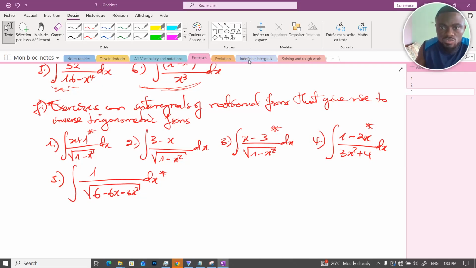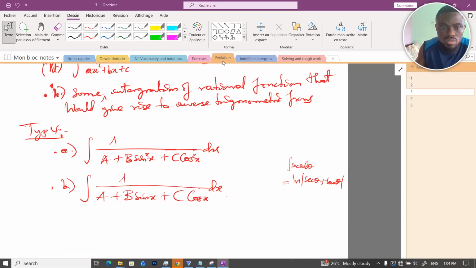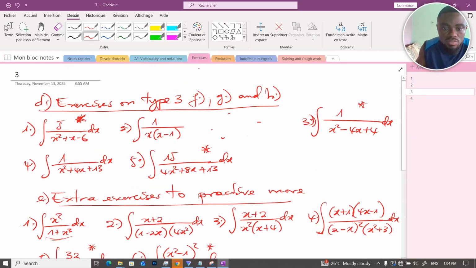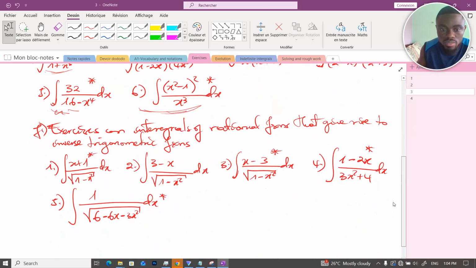So today, let's go into the evolution. We are going to see some integrals of rational functions that will give rise to inverse trigonometric functions. That is, after integrating them, you always see that in their answers there will be things like arcsine of something, arccos of something, arctan of something. You understand? Now, these are the examples, these are the exercises.